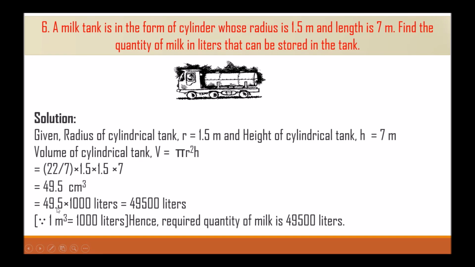So 49.5 into 1000 liters equals 49,500 liters, because 1 meter cube equals 1000 liter. Hence required quantity of milk is 49,500 liters.